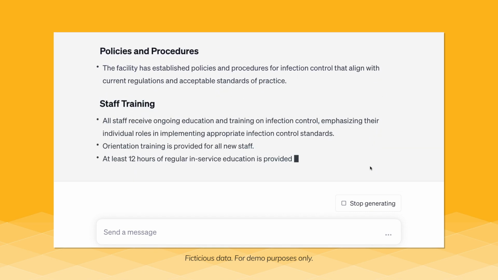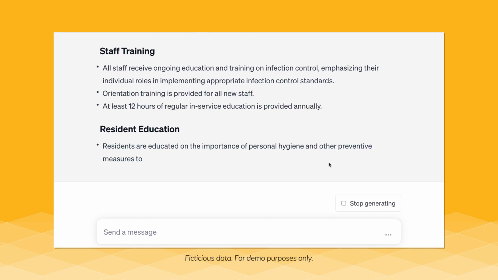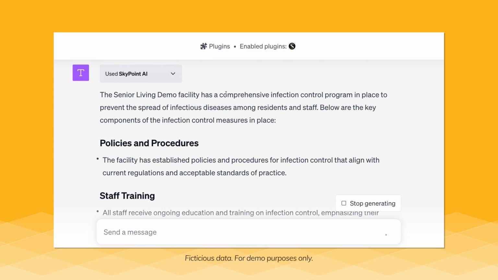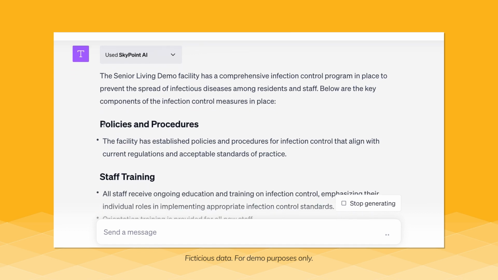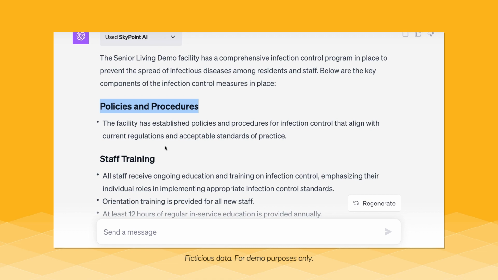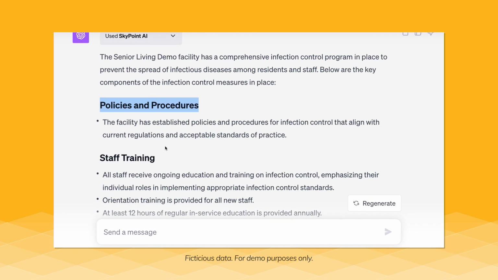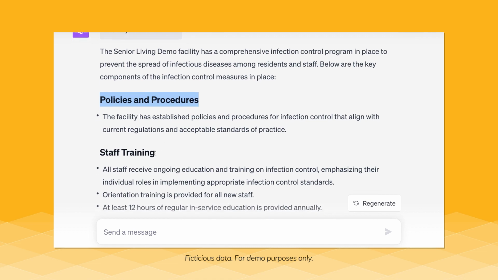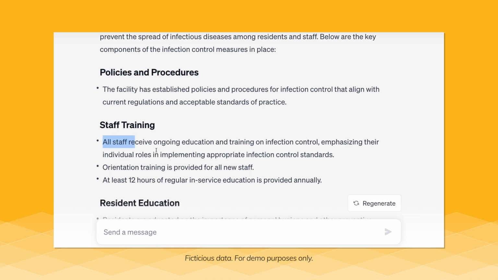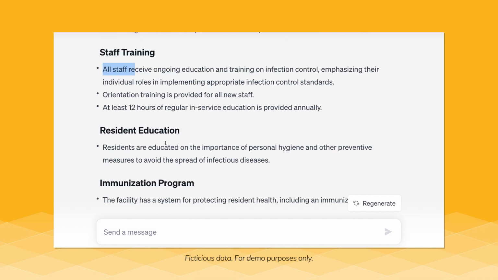So what we're seeing here is a comprehensive program. This is pulled from our internal documentation that we've uploaded to our secure demo lakehouse environment. So this is not a generic answer. This is actually information that is specific to, in this case, the demo environment, but in your case, it would be your facility, providing instant answers to your staff about the policies and procedures.